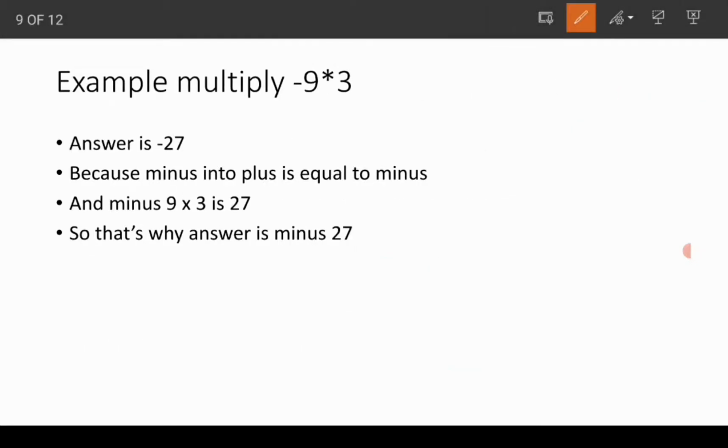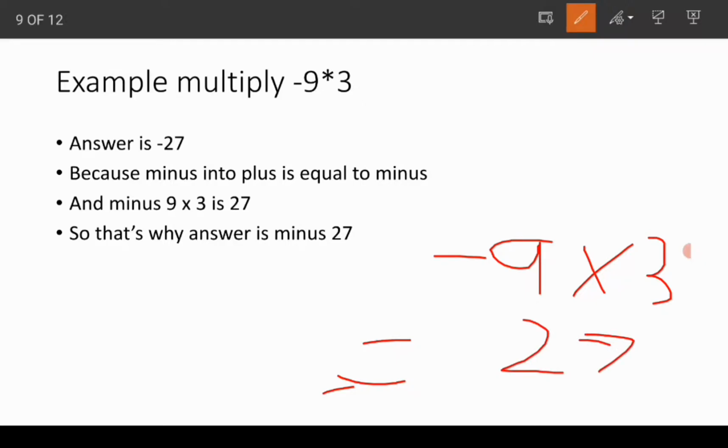Now an example: multiply minus 9 into 3. So how will you multiply this? First you will multiply only the digits. 27. Okay, the answer is 27. But is it plus 27 or minus 27? Here there is a minus and here nothing is there, so we will consider it as plus.